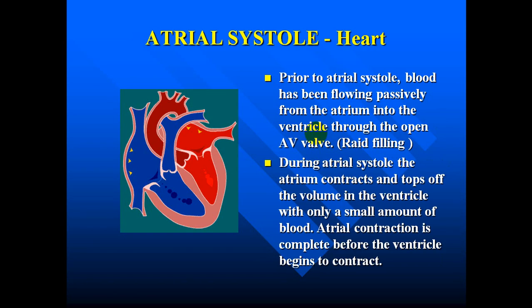During atrial systole, the atrium, here the left, here the right, is contracted on top of the volume in the ventricle, extra volume in the ventricle. As we said, it's 20% of filling, with only a small amount of blood. Atrial contraction is complete before the ventricle begins to contract, before the ventricular systole.